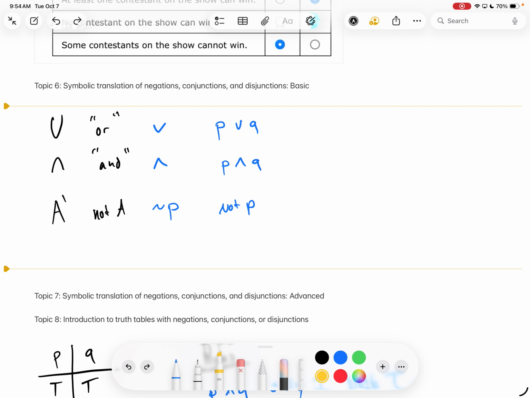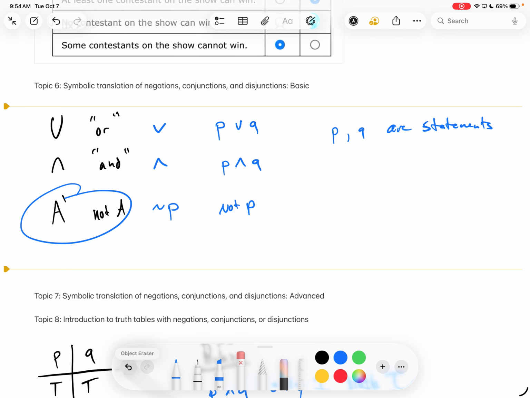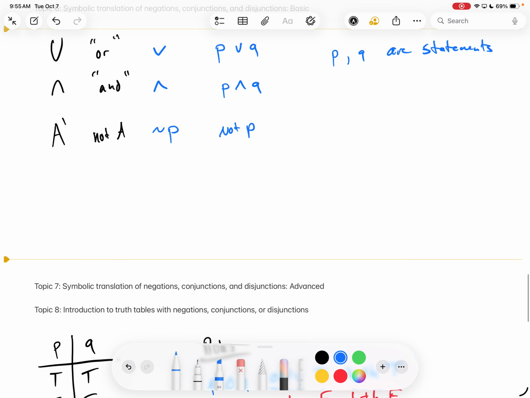They always use P and Q for our symbols here. I'll just write P, comma, Q are statements. They always use P, Q, and R. I don't really know why, but they just do. P, Q, and R are like statements. So you have P and Q, or P or Q. And then the last one here, with the apostrophe, we did not in sets world. They do a squiggly line P, and that means not P. So kind of the same words, but just a little bit different symbols.